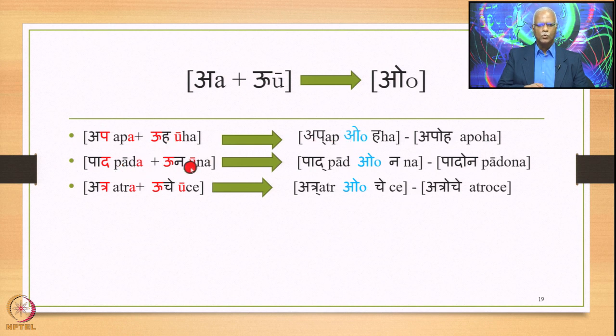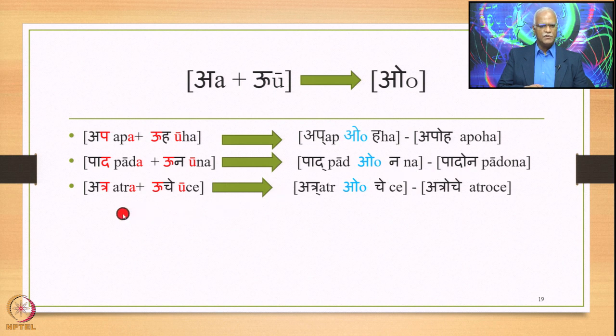Similarly, pada plus una. Pada is a quarter, una is less. So we have a followed by u in a compound. In place of both of them, we have o as the substitute. So we have pad o and na, that is padona, one quarter less.